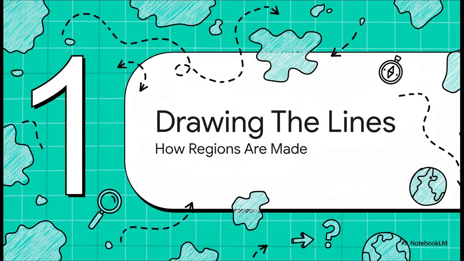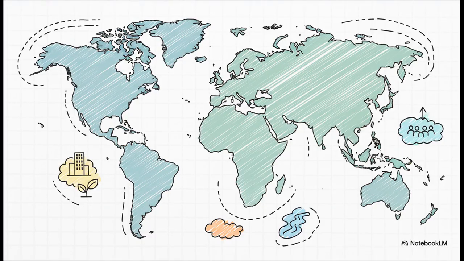So, Section 1, Drawing the First Lines. Let's start with the basics. How do we even begin to draw these lines? What are the rules here? Okay, the big idea here is something called a world region. Now, the textbook definition is a place with shared characteristics. But here's the kicker. The boundaries aren't always fixed. Think about that. A region isn't just a chunk of land. It's more like an idea, a label we use to group similar things together.